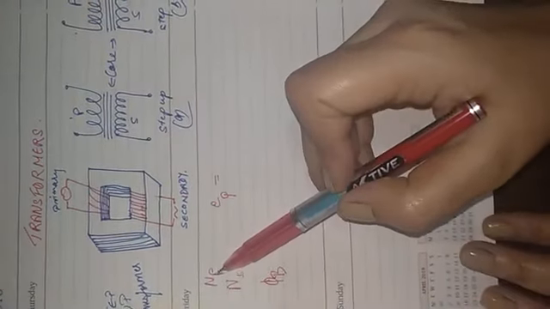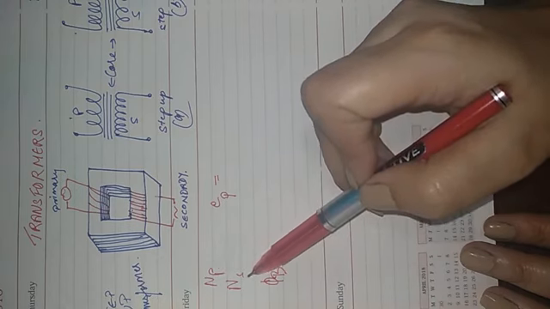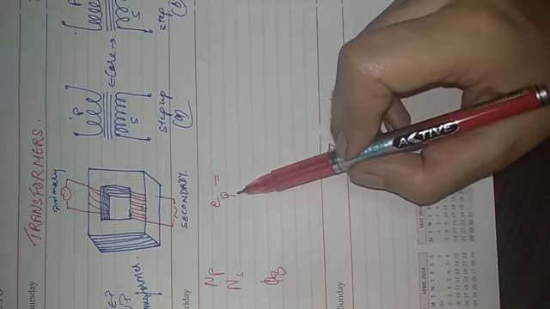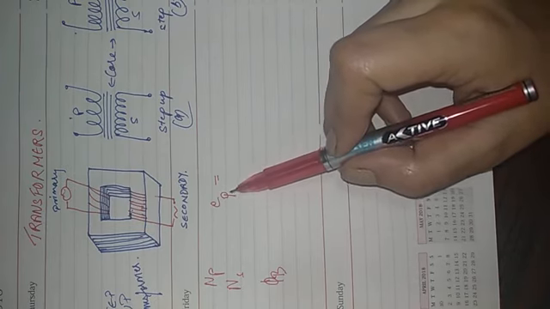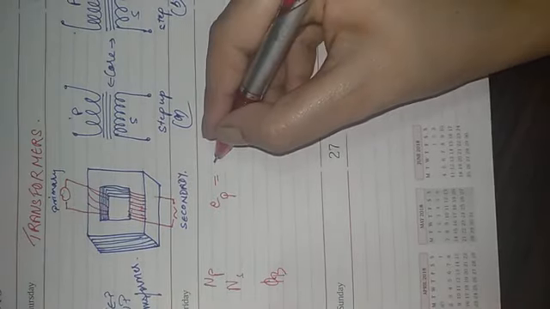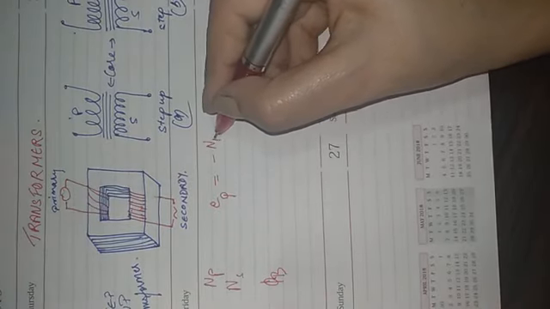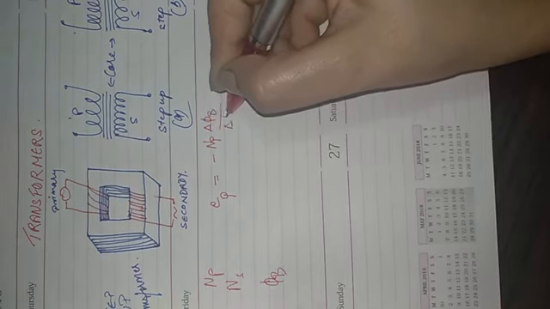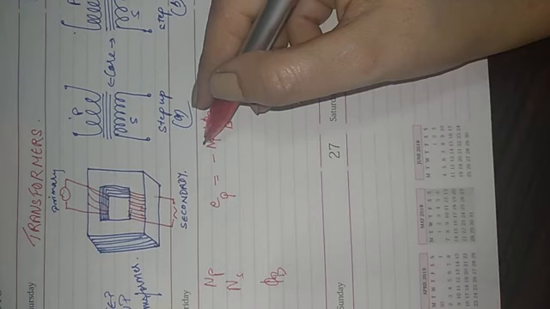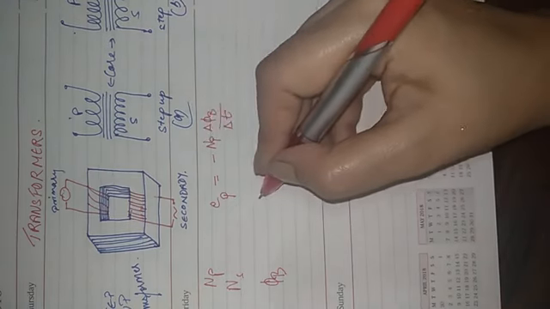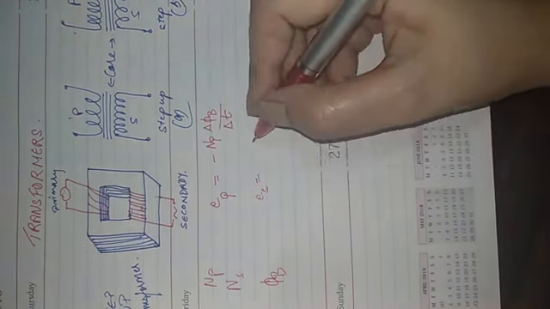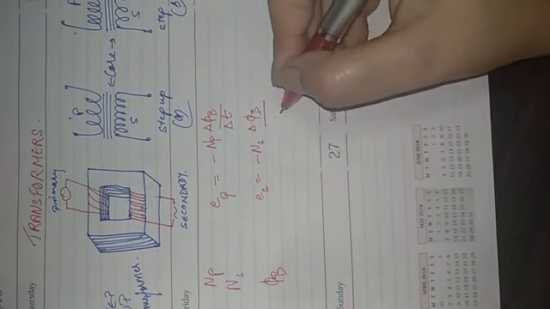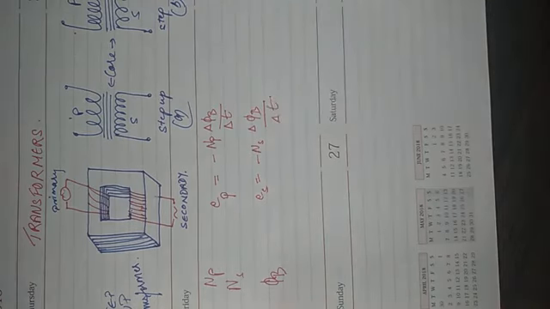Okay, I've missed this out. NP is the number of turns in primary, NS is the number of turns in secondary, phi B is the magnetic flux, EP is the induced EMF in the primary coil. By Faraday's law, it is the number of turns in primary multiplied by change in flux over change in time. This is the EMF in primary. And the induced EMF in secondary, ES, will be minus NS del phi B by del T.